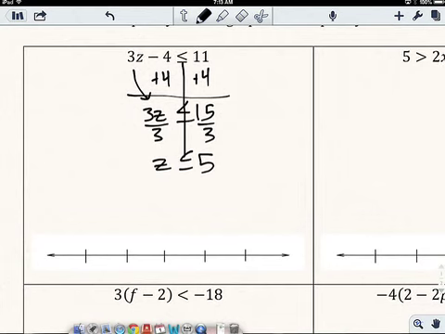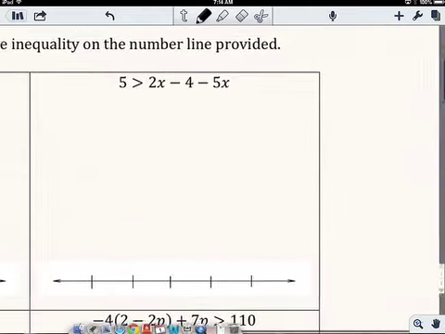So to make my graph, I'm going to put 5 in the middle, put a couple numbers around it. And because it's less than or equal to, I'll make a solid mark. And because z is on the smaller side of the inequality sign, I'm going to shade to the left. And hopefully yours looks like that as well. All right, let's look at the next one.